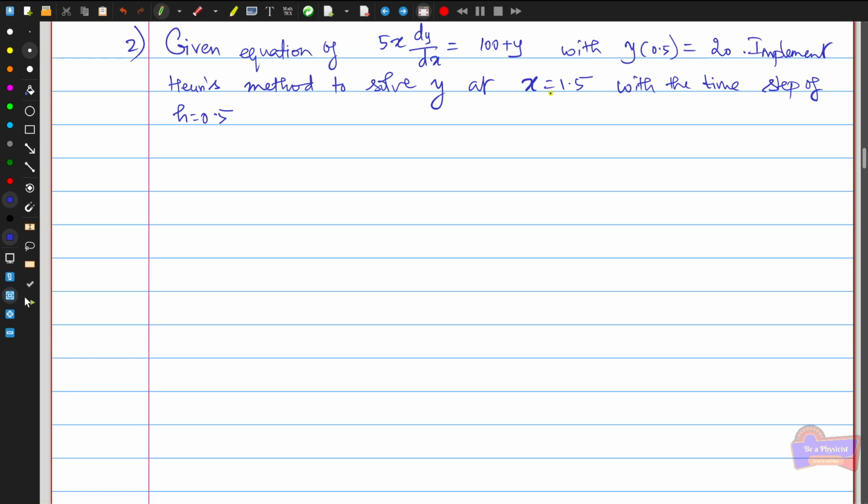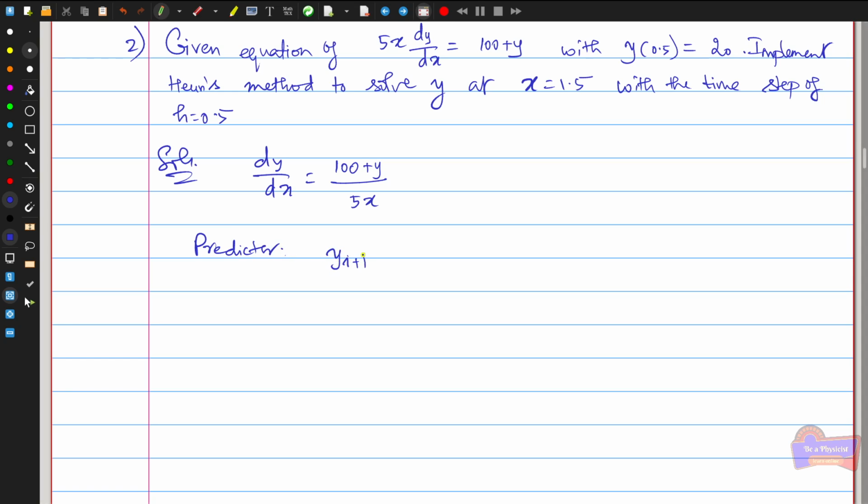You have to find the numerical solution at x = 1.5 with a time step of 0.5. So every increment of 0.5, you calculate the solution up to x = 1.5. Just before going to this, I can rearrange this equation as dy/dx equals (100 plus y) divided by 5x.